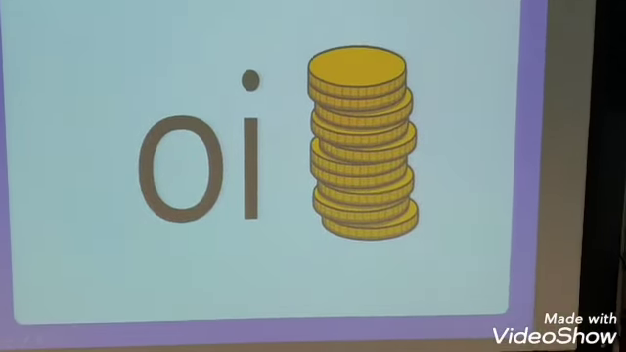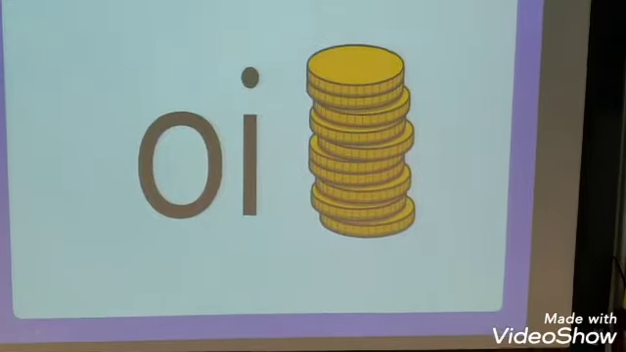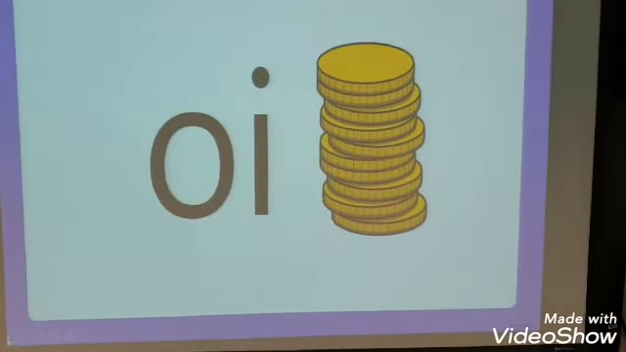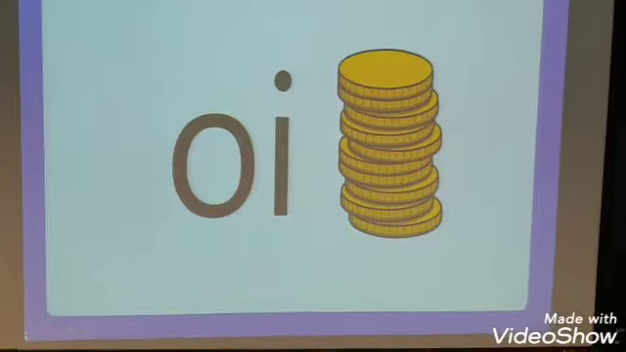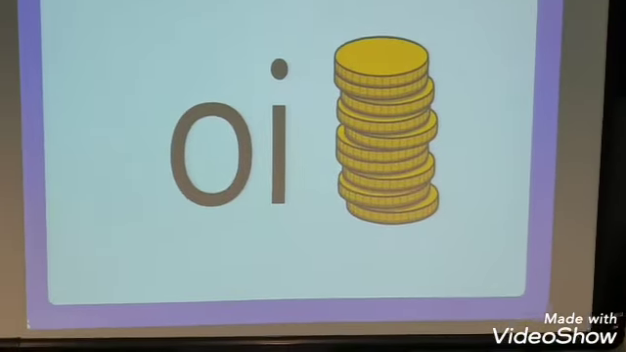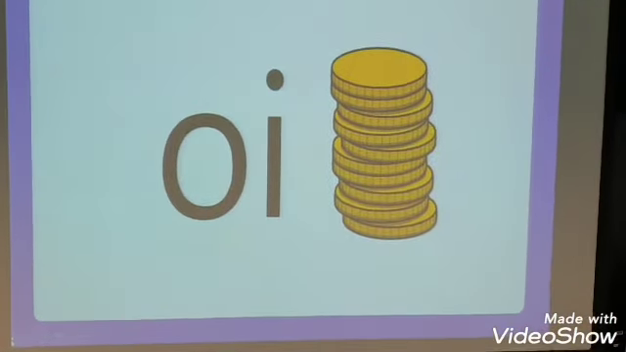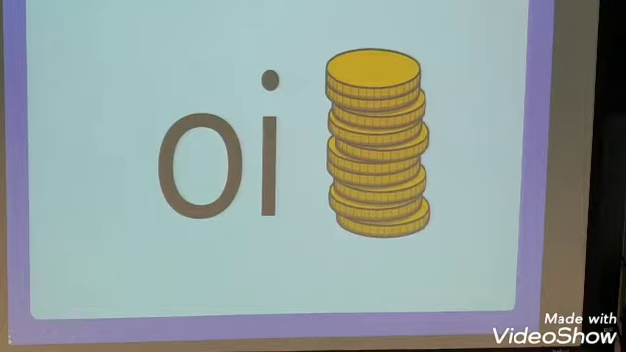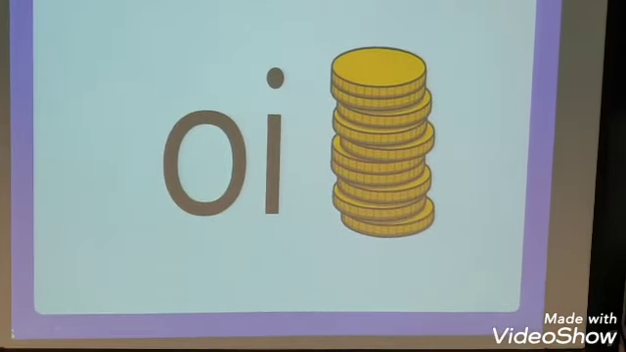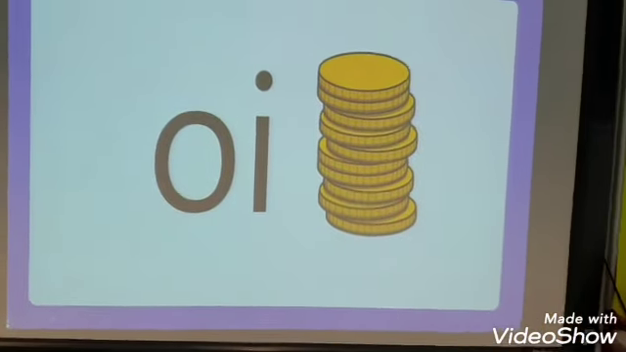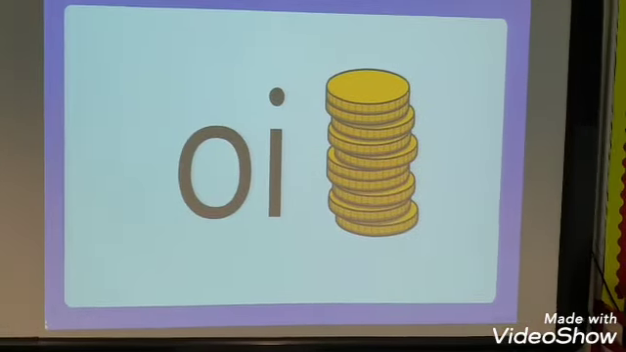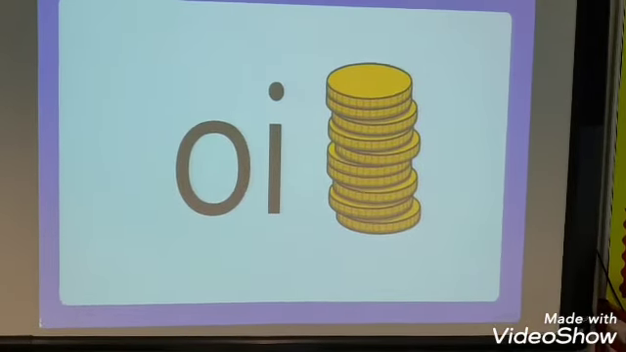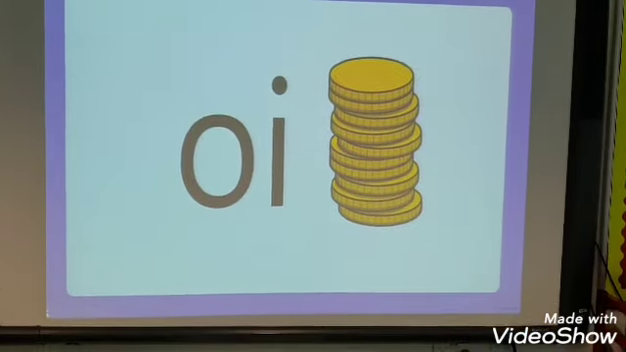Coins. Now this sound can come at the beginning and in the middle of a word, but today we're going to do words that have this sound in the middle. So the first word we're going to try is soil. Soil. That's another word for dirt, in case you are wondering what soil is. It's kind of like dirt. Soil. So sound that out.